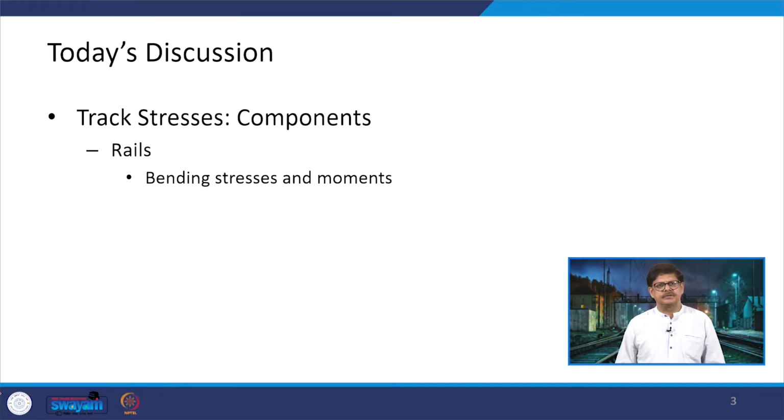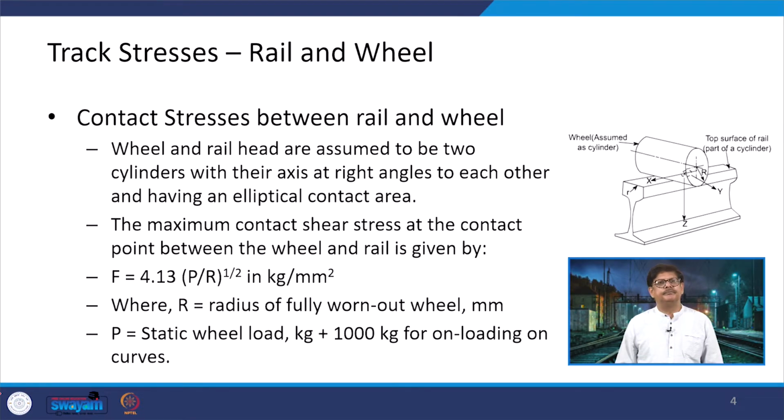Now, in today's discussion, we are going to discuss the bending stresses and the moments in the rails, which are induced because of different reasons, again the type of loadings in terms of vertical loadings or lateral loadings, and then the stresses which can be computed on the basis of that. Towards the end, we will look at one numerical and solve it, and understand the whole procedure of working with the bending stresses and moments in the rails. So, let us start here.